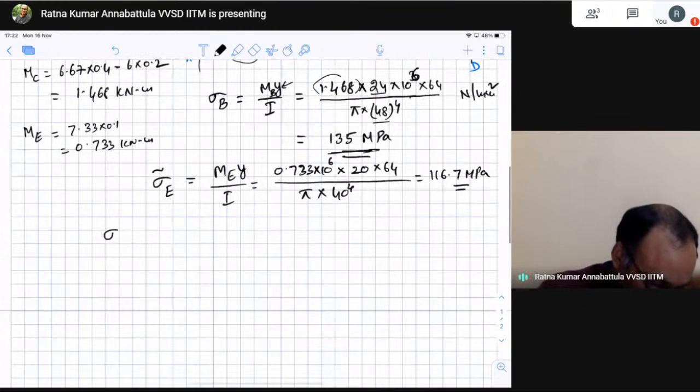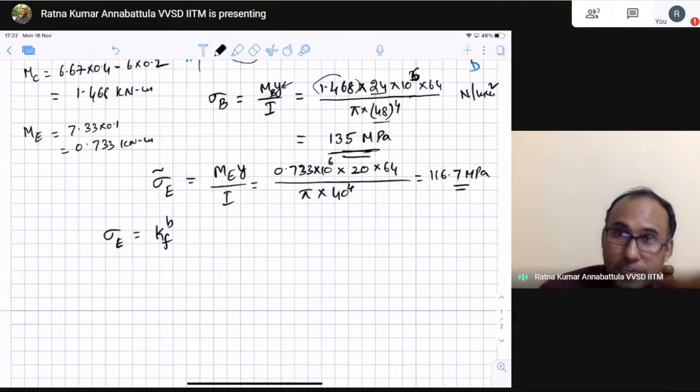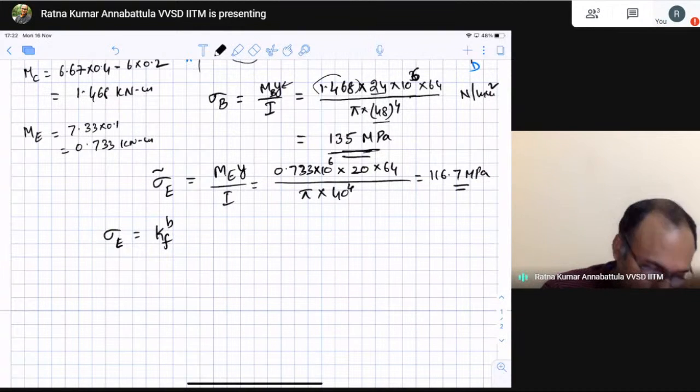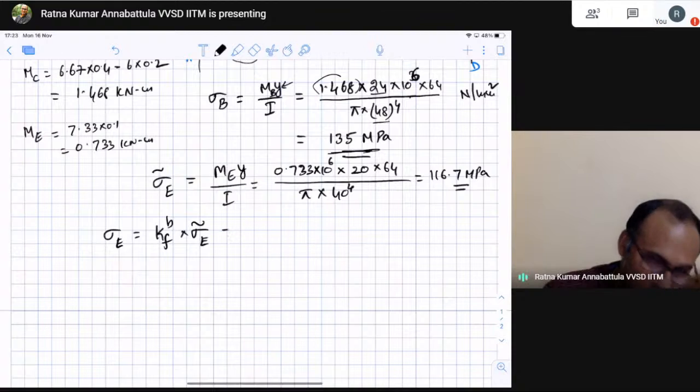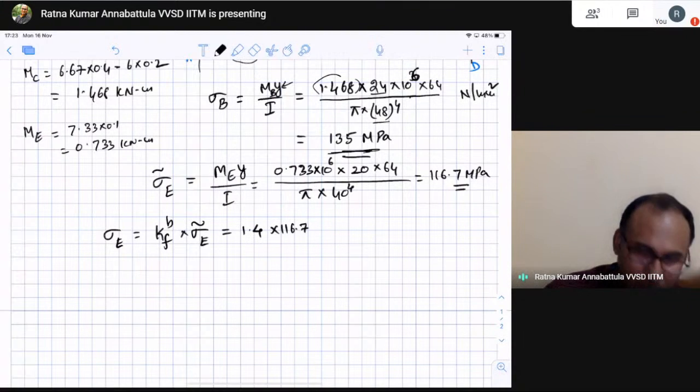So the actual stress experienced by point E is actually the bending stress concentration factor. That is why we are given two, bending stress concentration factor and shear stress concentration factor. Now we are focusing on bending stress. Bending stress concentration factor times the nominal stress. This is basically the nominal stress. That will be 1.4 times 116.7, and that turns out to be 163.4 MPa.